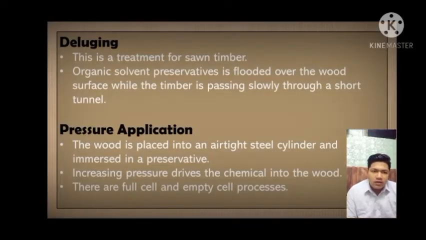Next method is deluging. This is a treatment for swamp timber. Organic solvent preservative is flooded over the wood surface while the timber is passing slowly through a short tunnel.